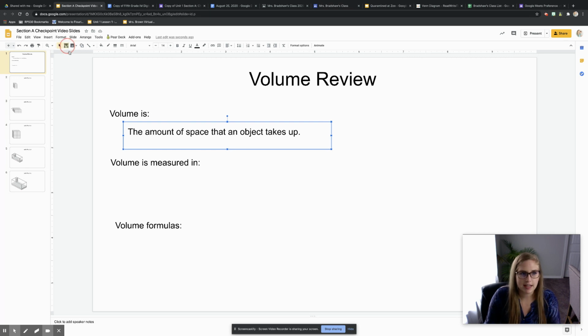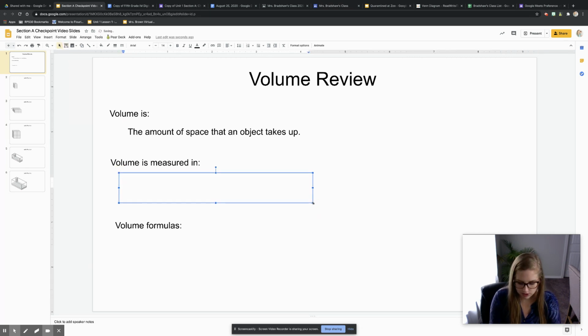Volume is measured in cubic units. All right. Does anyone remember what cubic units is? We say units because we don't have the unit of measurement, but any type of feet, inches, centimeters, etc., would be a unit of measurement. So when it doesn't show us what unit of measurement it is, we would just use the word units.